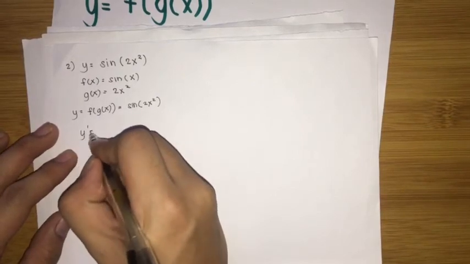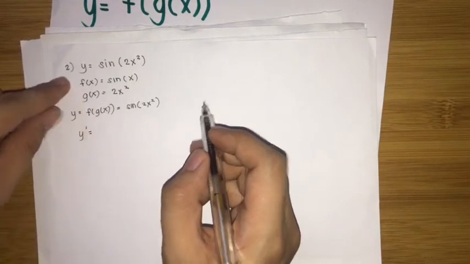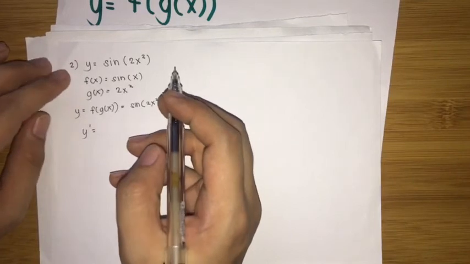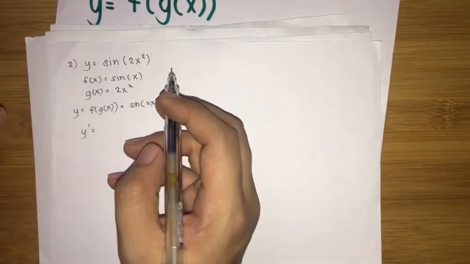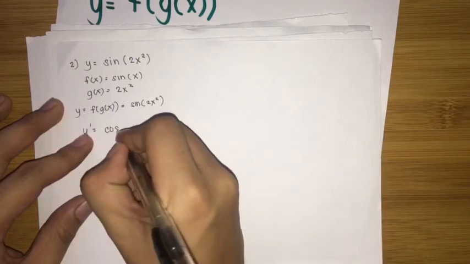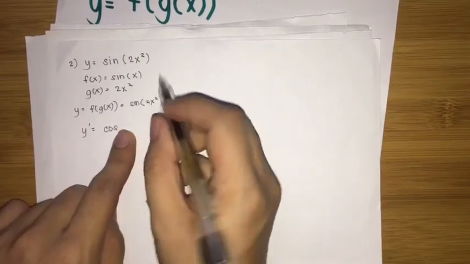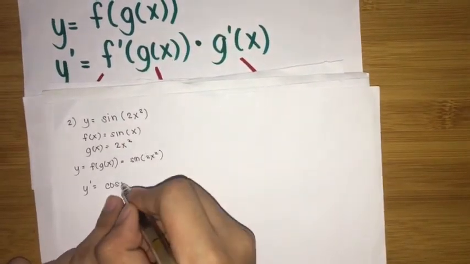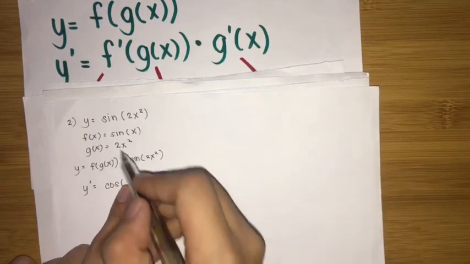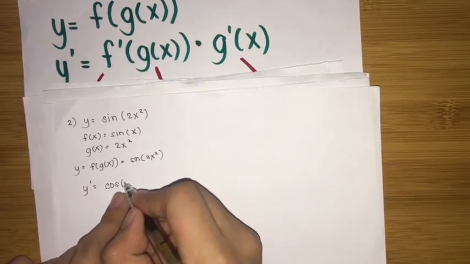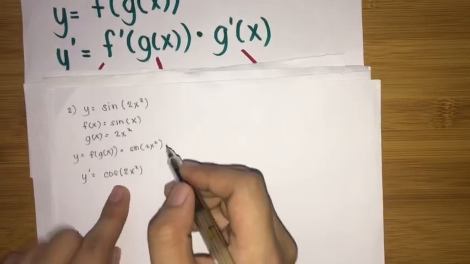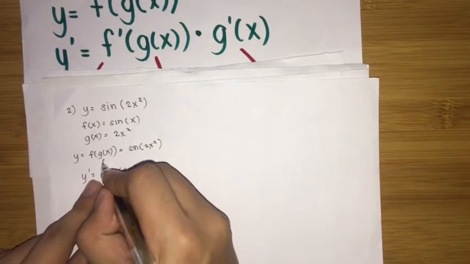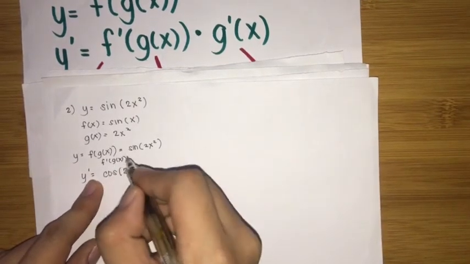So, y prime will be, hanapin natin yung derivative ng f of x na sine x. So, ang derivative ng f of x will be, derivative ng sine x ay cosine x. But, sabi, kailangan daw, ito, evaluate natin sa g of x. So, hindi lang simple x ilalagay natin, but yung buong value ng g of x na 2x squared. So, ito na yung f prime of g of x natin.